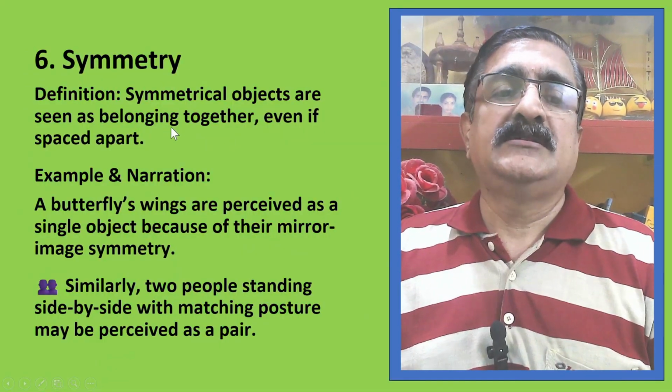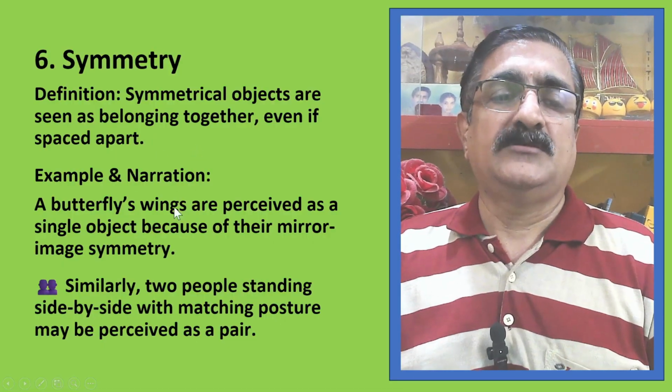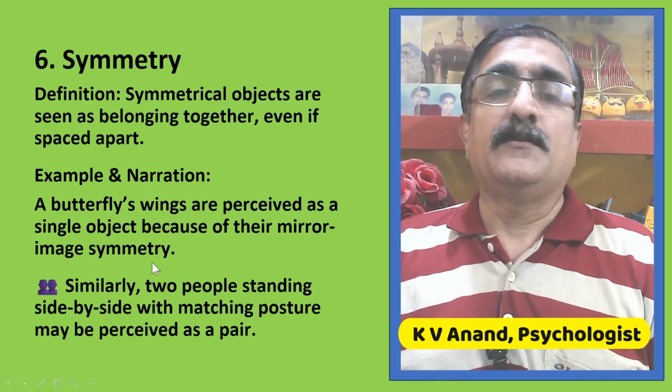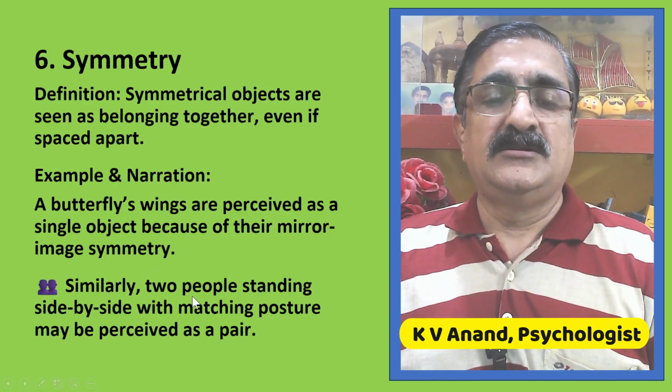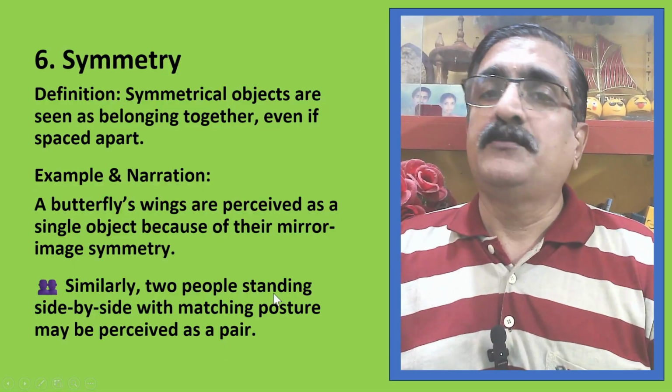The sixth principle is symmetry. Symmetrical objects are seen as belonging together, even if they are spaced apart. For example, a butterfly's wings are perceived as a single object because of their mirror image symmetry. Similarly, two people standing side by side with matching posture may be perceived as a pair.